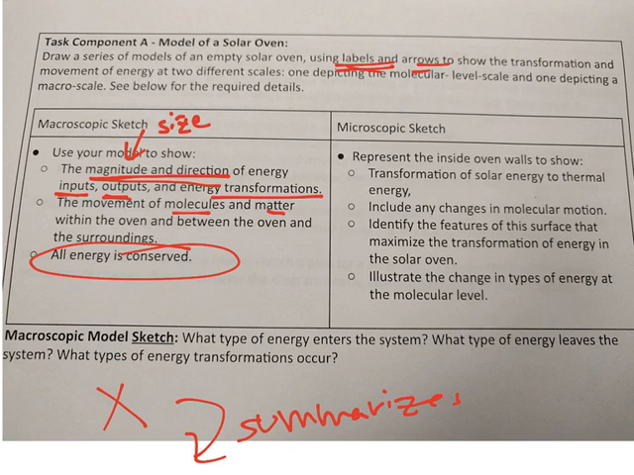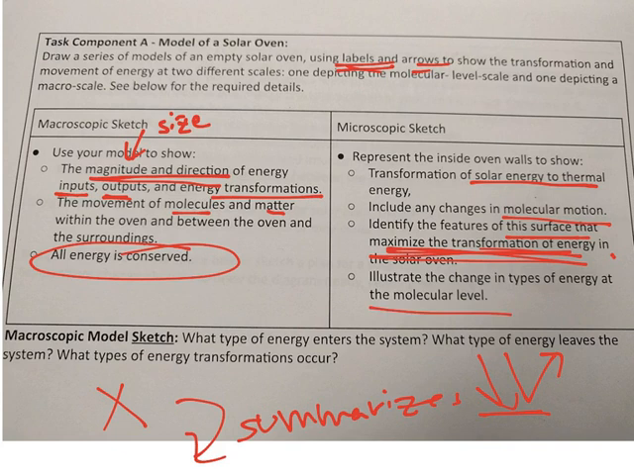To again show the transformation of solar energy to thermal energy, include changes that talk about your molecular motion, and identify the features of the surface that maximize the transformation. So how can you make sure that as much energy as possible, because remember, light can bounce off things, but you want as much of it to be absorbed. So what are you going to do to make sure of that? And then illustrate the changes in types. So if you have not done that, please go and do that. That would be the first 2 pages.